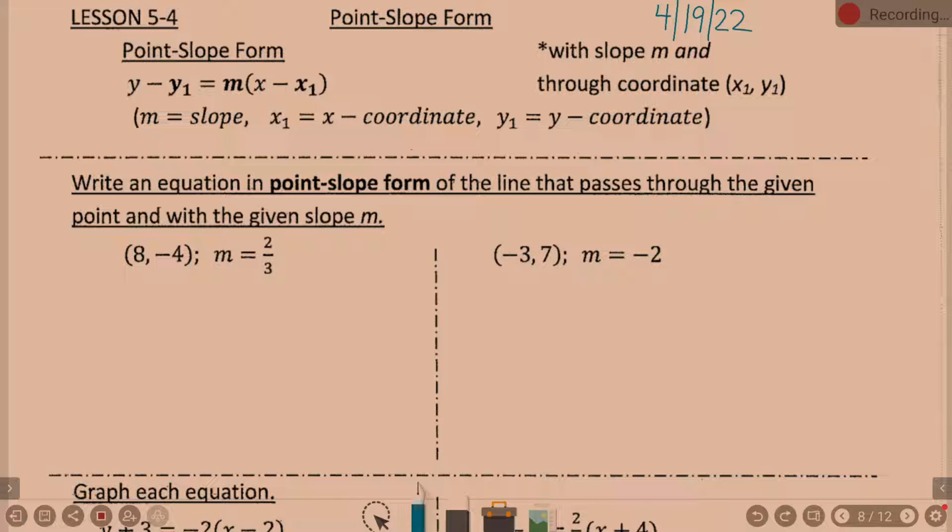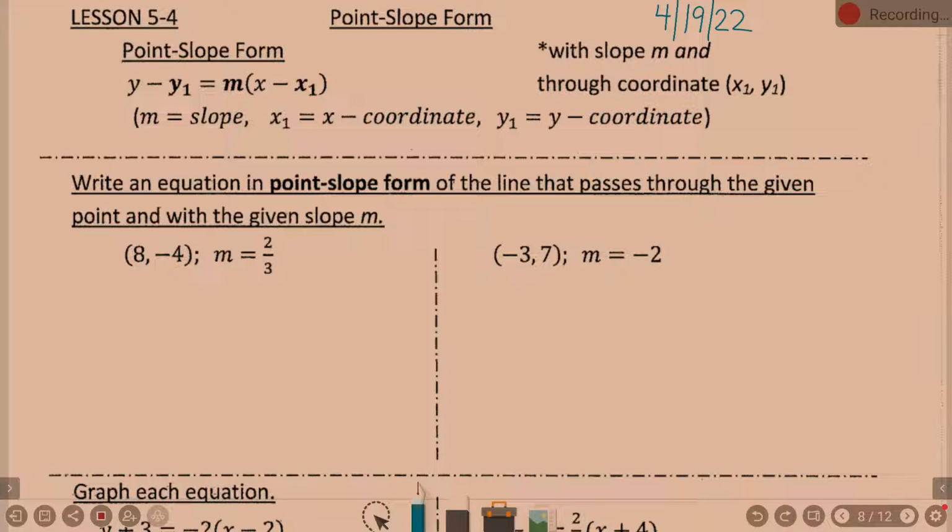Lesson 5.4 is point slope form. So lesson 5.1 we learned slope. Lesson 5.3 we learned, excuse me, slope intercept. And today we're learning point slope. And then after today we're going to take a break, and I think if I can get it right, I'm probably going to have a review worksheet, and we're going to do a little quiz later this week.